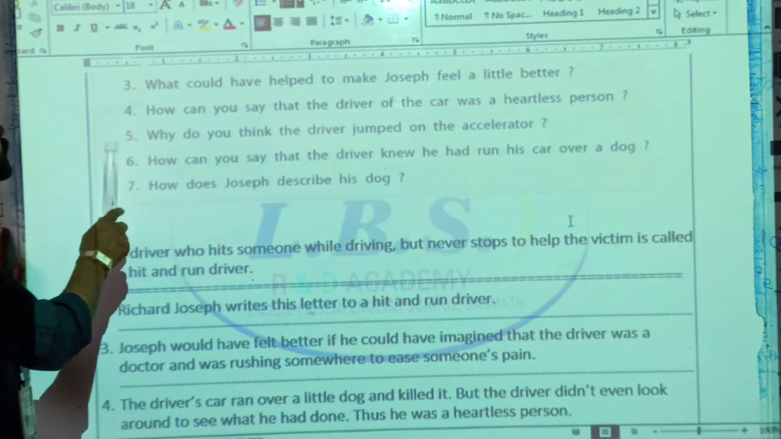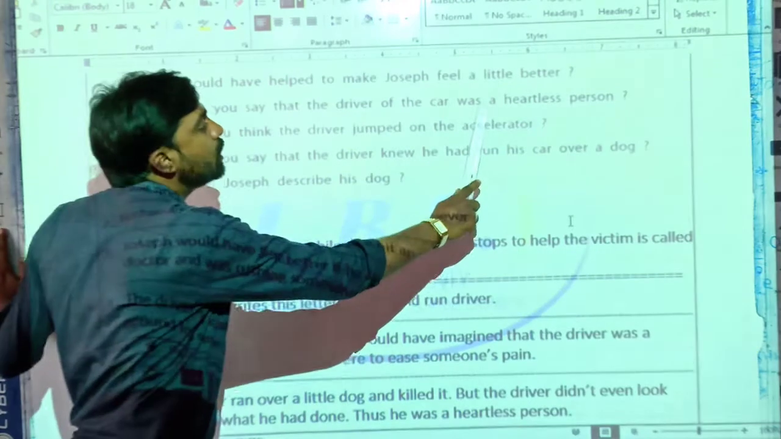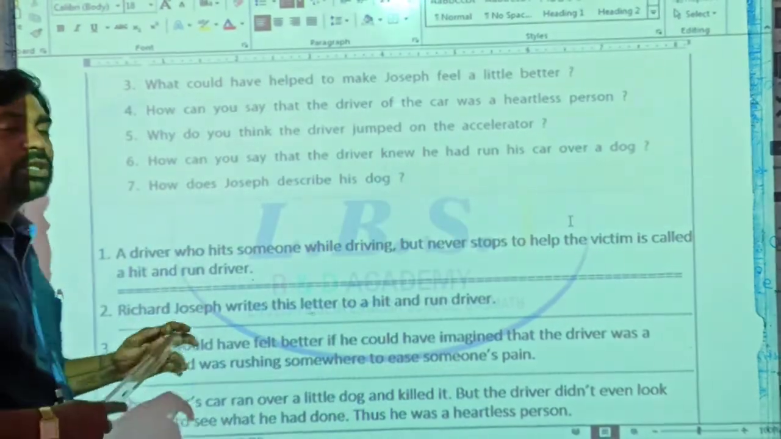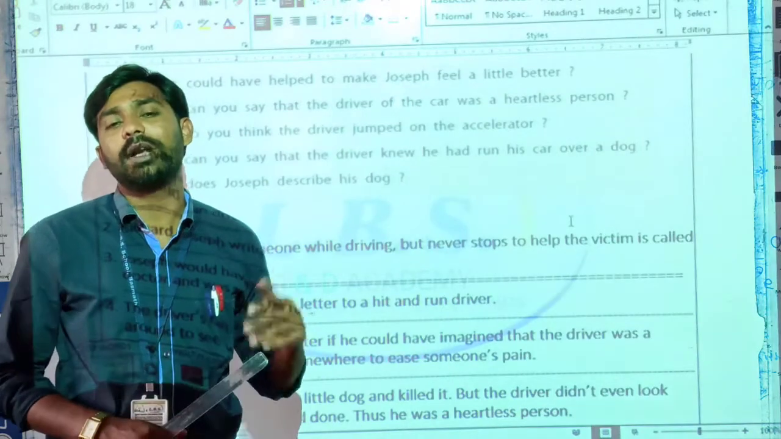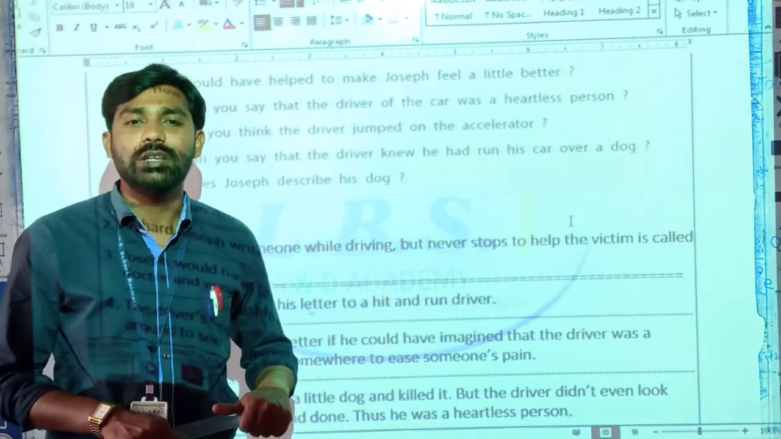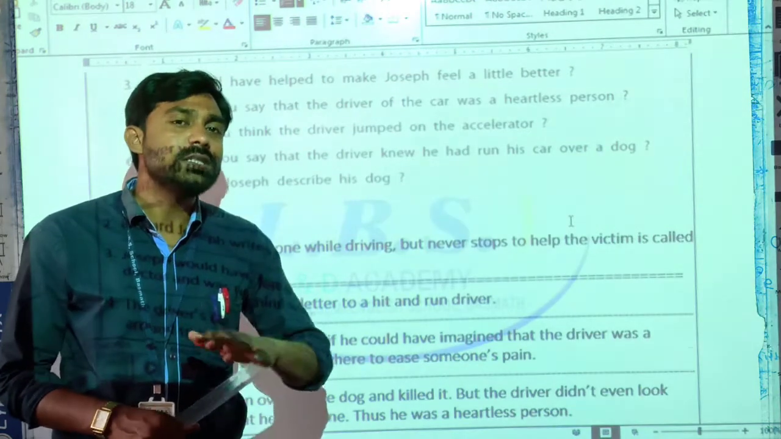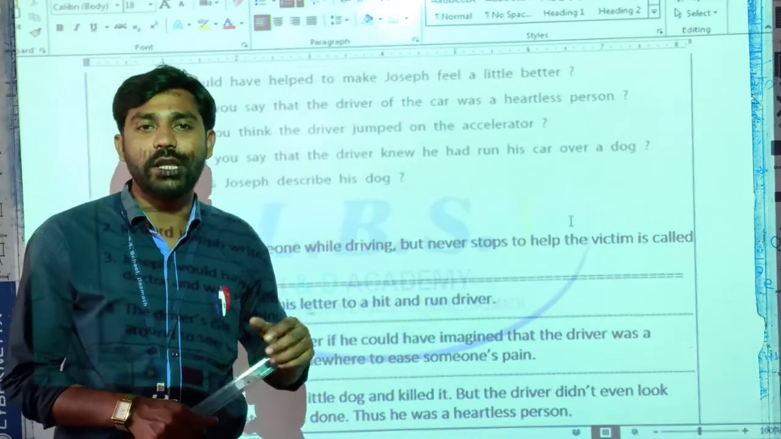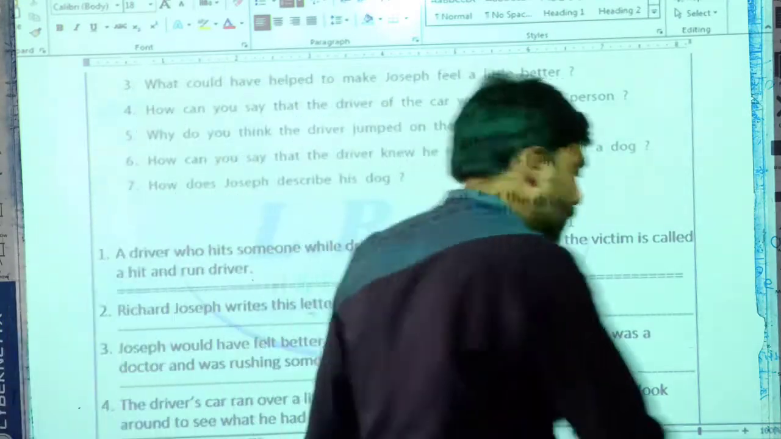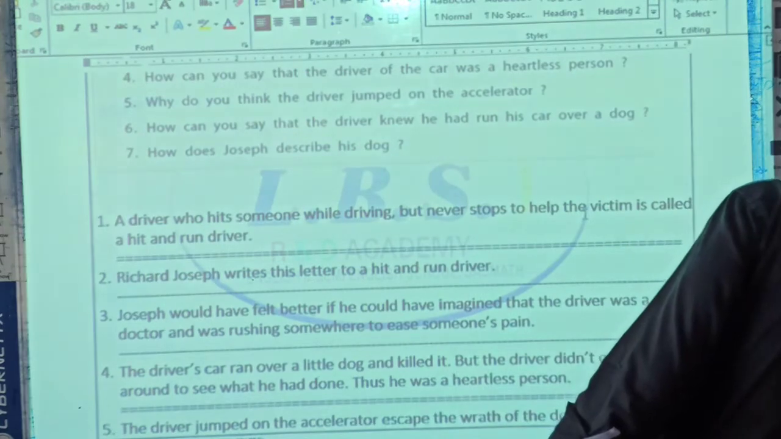The fourth question is there, students. How can you say that the driver of the car was a heartless person? How do we know that the driver was a heartless person? Yes, he was a heartless person. He did not stop. He had seen the dog and he heard the yelp and the scream of the lady. But still he didn't stop. It means he is a heartless person. So let's see what the answer is.